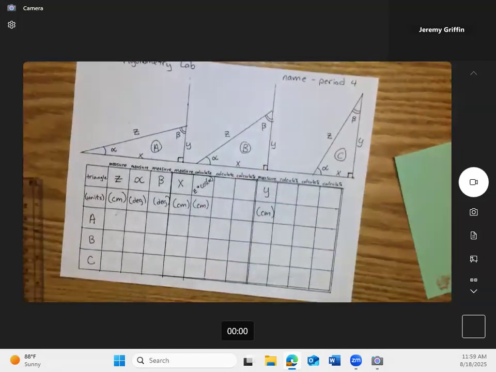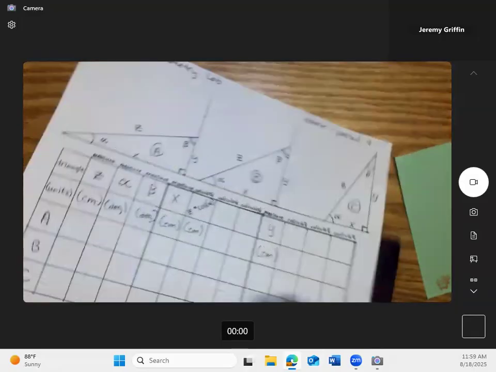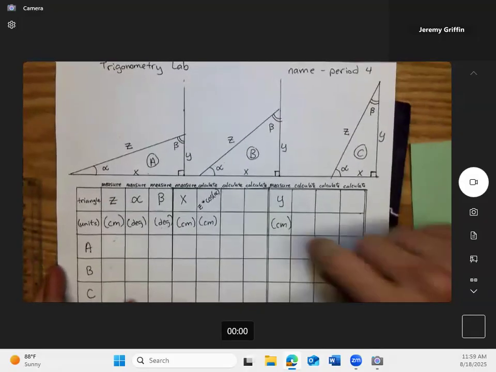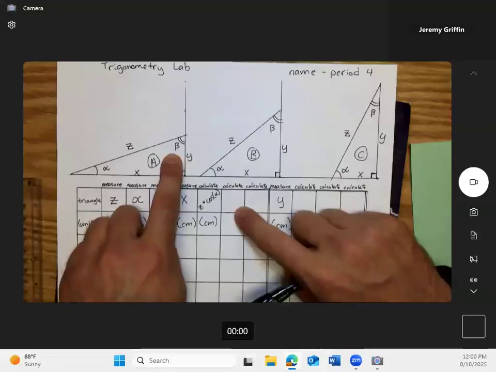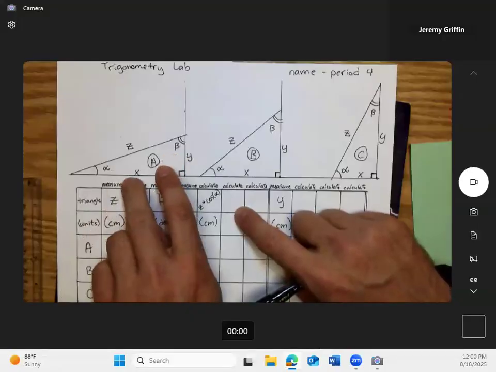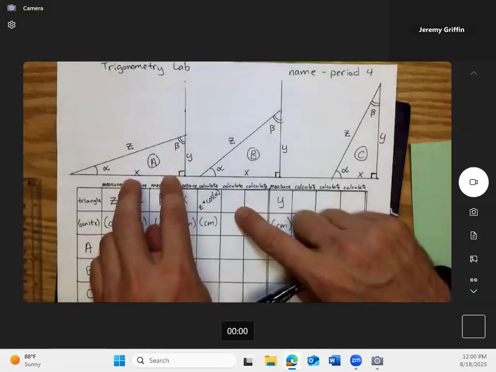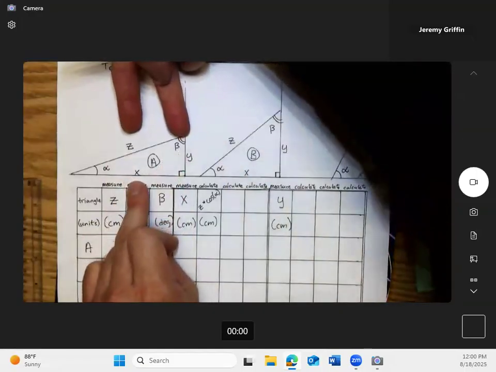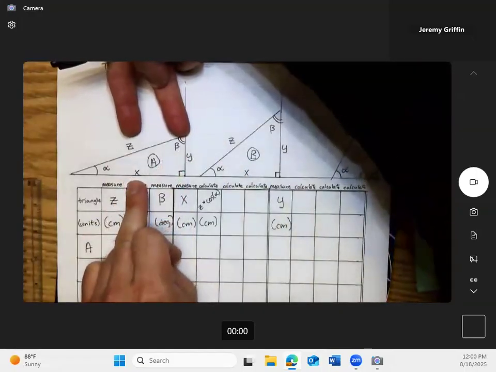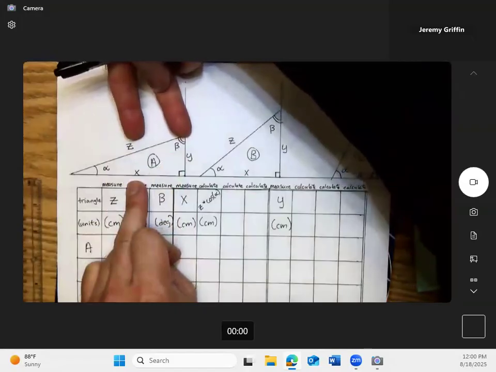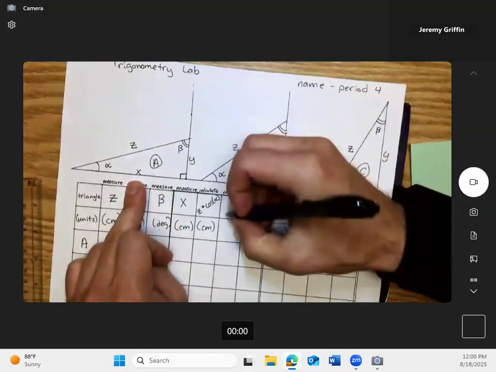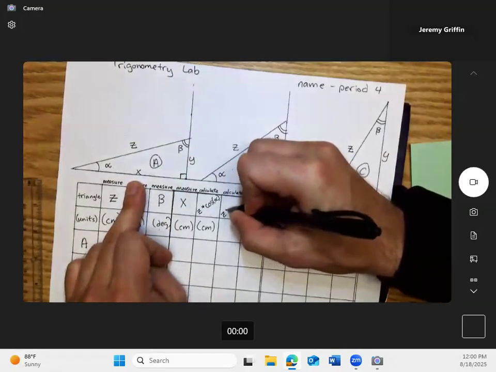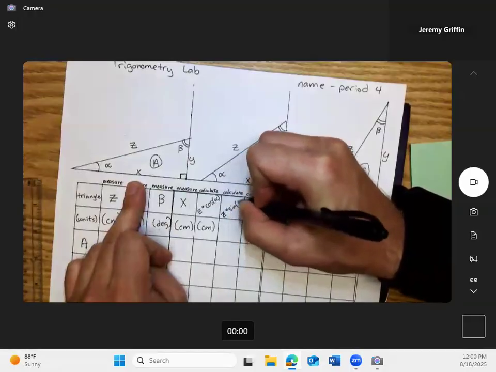Okay. How about, here, see if I can prop this up a little bit, a little easier to see. What if you know beta? How can you get X from Z and beta? Sine. Aha. So Z times sine beta. So here, do Z times sine of beta.